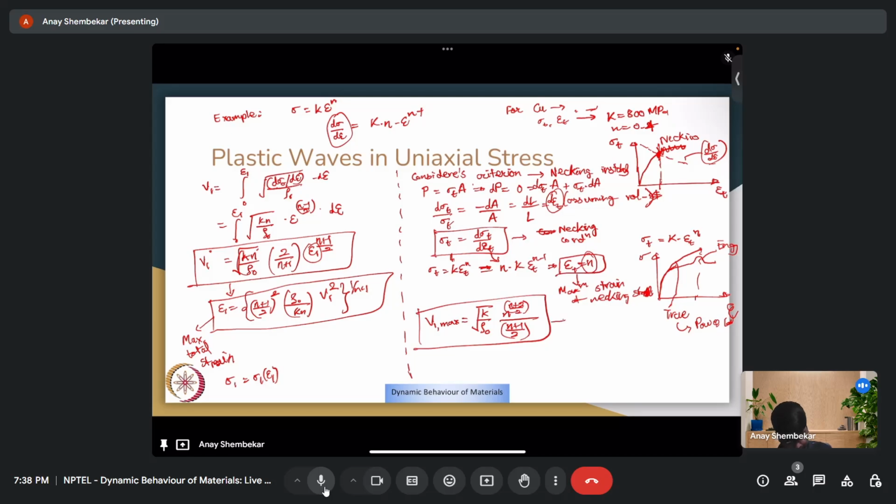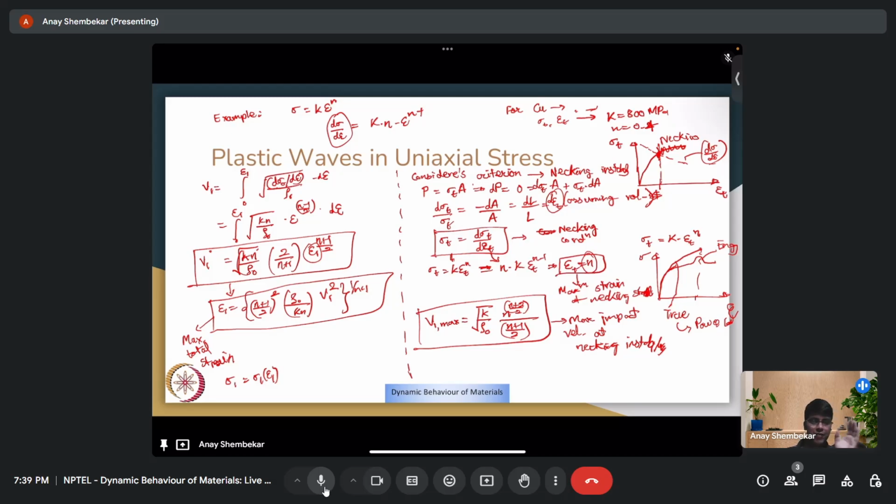This becomes my maximum permissible velocity, the maximum impact velocity at necking instability. Our power law will work the way we have defined it. You could define true stress and true strain ahead of the necking instability, but the power law relation that we have obtained, k epsilon raised to n, we typically have it till the necking point.